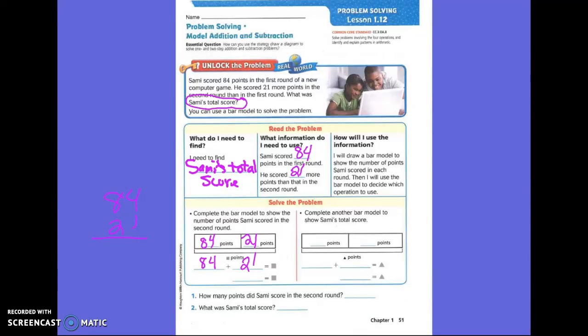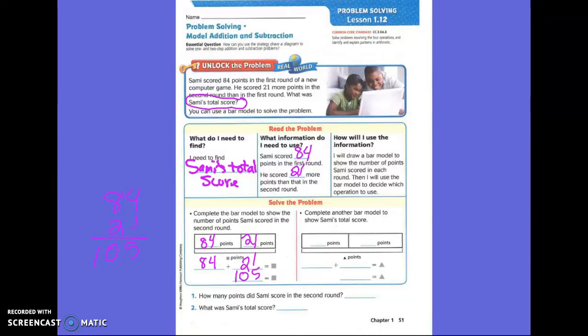4 plus 1 is 5. 8 plus 2 is 10. So how much is the second round now? 105. Okay. So 105 is how much he scored in the second round. We now know he scored 84 in the first, and now we know 105 in the second.